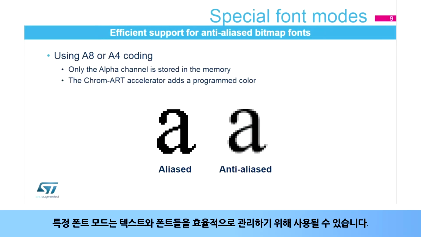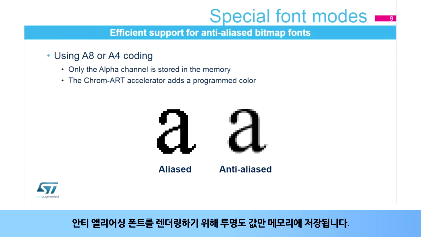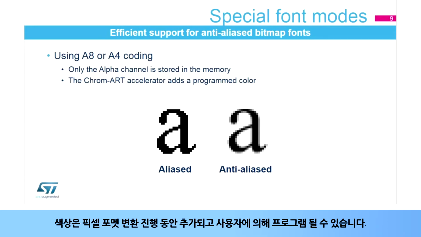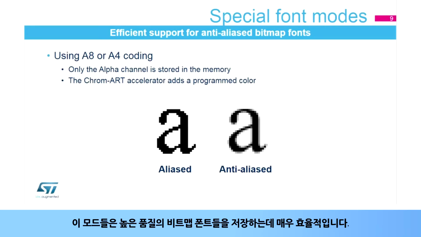Specific modes can be used to efficiently manage texts and fonts. Only the transparency value is stored in memory for rendering anti-aliased fonts. The color is added during the pixel format conversion process and can be programmed by the user. These modes are very efficient for storing high-quality bitmap fonts.